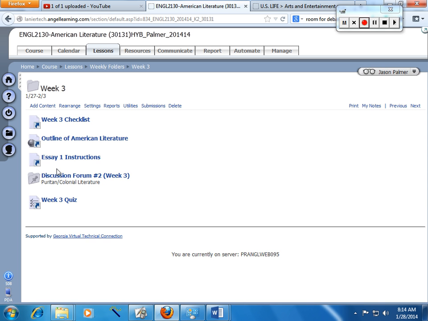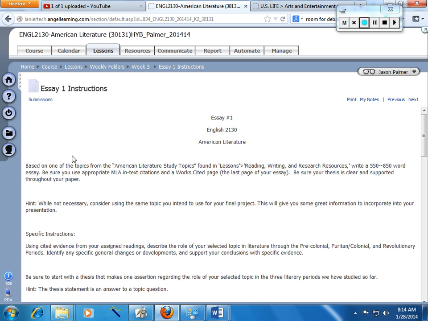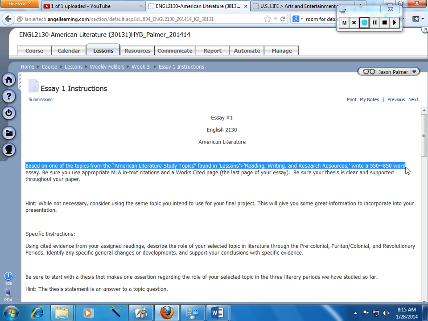So in the week 3 folder, I did post the essay 1 instructions, based on one of the topics. We just looked at the topics. Write a 550 to 850 word essay. That is approximately 2 to 2.5 pages. If it's 2 full pages, you're in good shape. If it's 1 page just spilling a little onto the second page, that's not 2 pages. That's 1.25 pages, right? So 2 full pages, 2.5 pages is pretty sufficient for this assignment, okay?